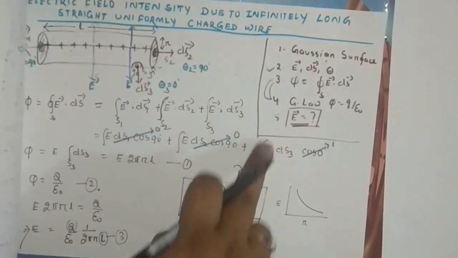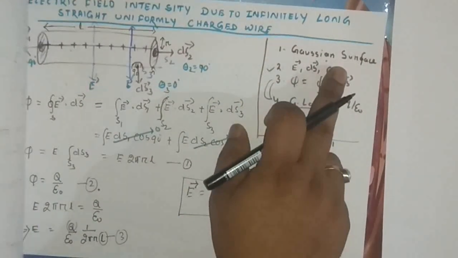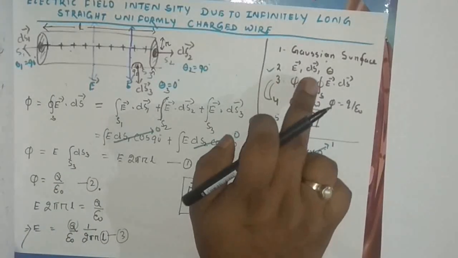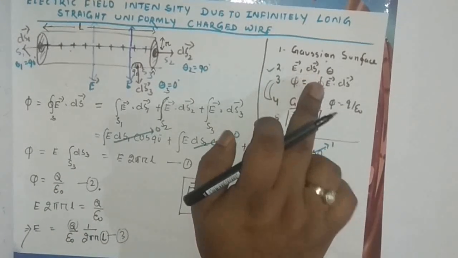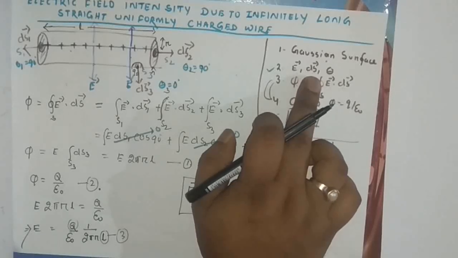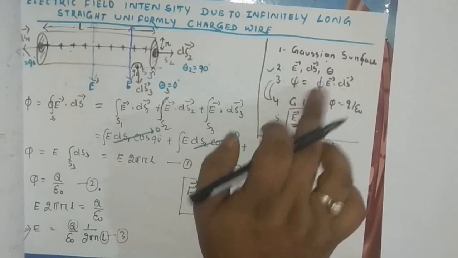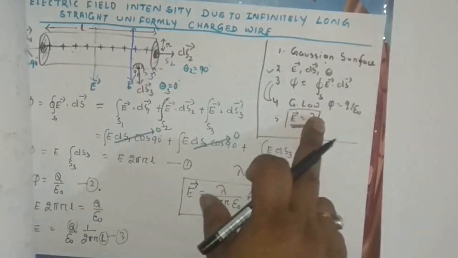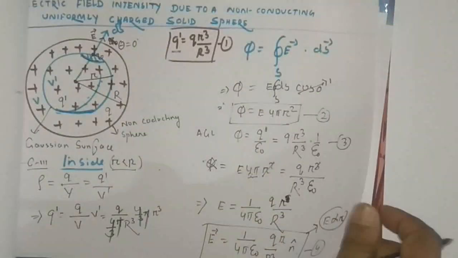Similarly, everywhere we followed these 4 points. Gaussian surface, find the electric field direction by putting the test charge, then the surface area or area vector, then the angle between these two. Next task is your flux, then Gauss law application, find the electric field.